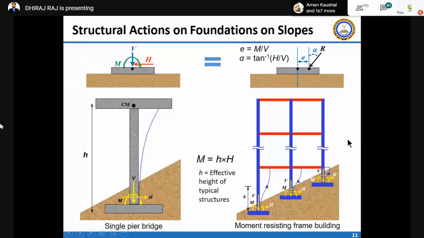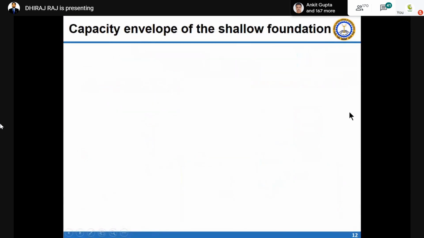So in most projects, you will see they are always using this kind of methodology, which is given in the IS code or any other code, but how do we deal with this kind of problem? This is a very common concept: the capacity envelope of shallow foundations. This concept is very common in the case of offshore foundations, skirted foundations, where the foundations are always subjected to large shear force due to tidal waves and wind waves, and bending moment. So how does it look?